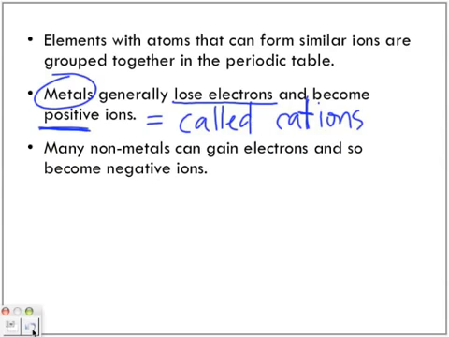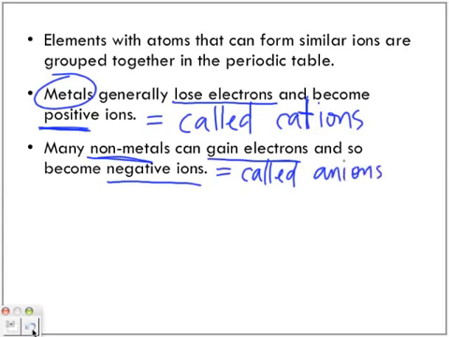Non-metals, if you look at the opposite side of the periodic table, gain electrons. Because they gain electrons, having a negative charge, they become negative ions. These negative ions are called anions, and we're going to talk more about that. Think of the letter n for negative, right? Anions, negative charge. So what kind of ion? Negative ion. Cation, what kind of ion is it? A positive ion. So use that as your reference point.